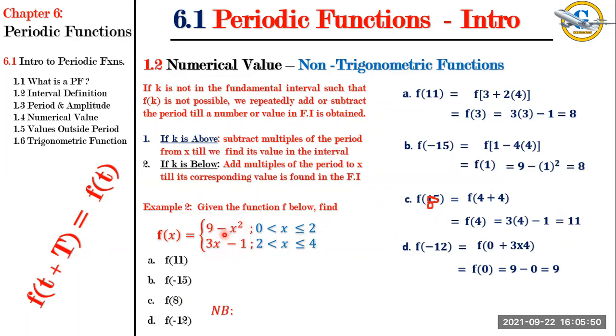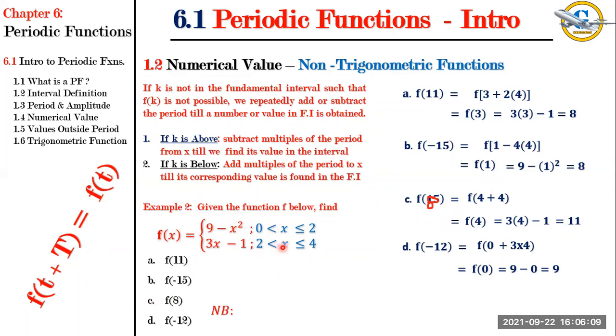F of minus 8 will be f of minus 8 plus 4, which is f of minus 4. Then we have to add 4 again, which gives f of 0. We have 0 here, so we stop there. So f of minus 8 is equal to f of 0. But f of plus 8 is instead equal to f of 4.